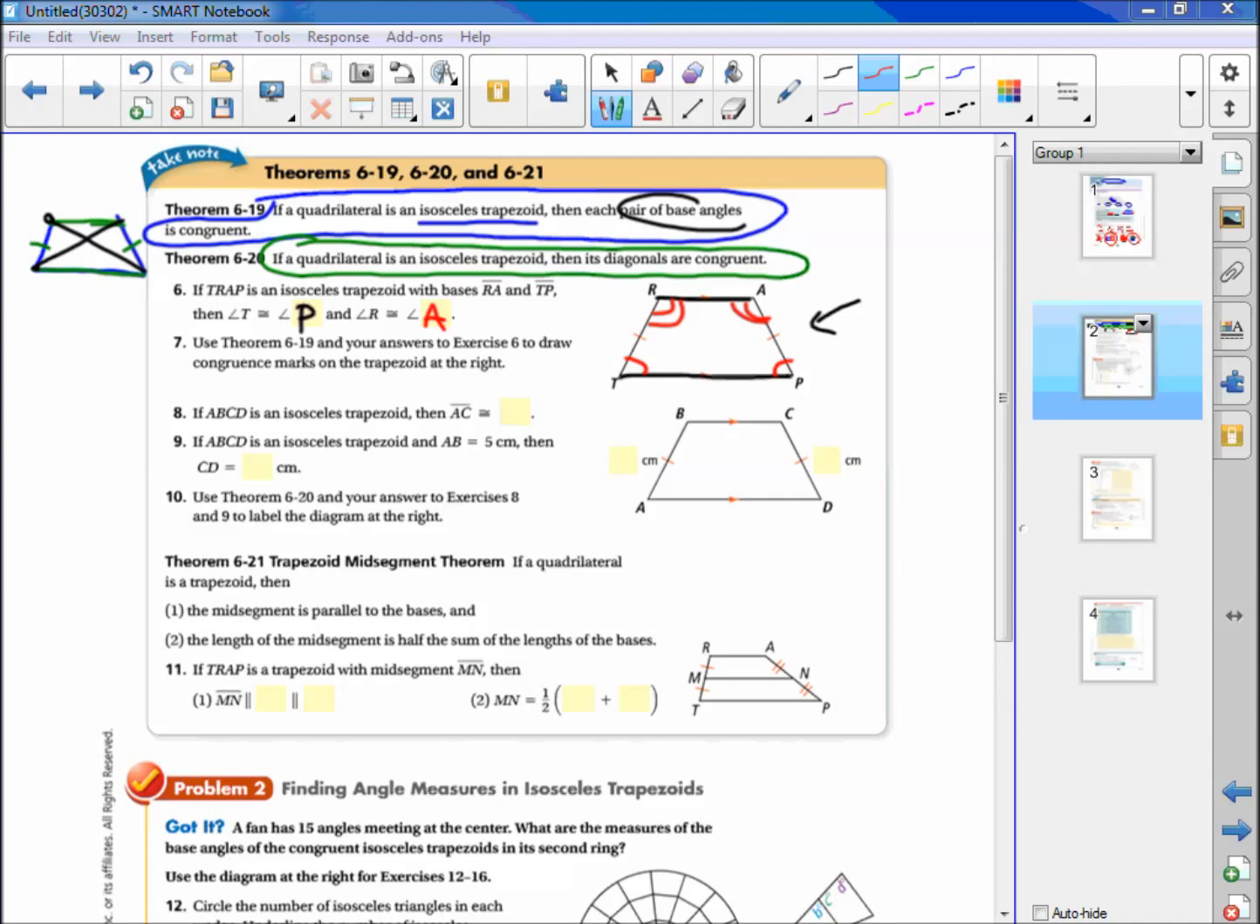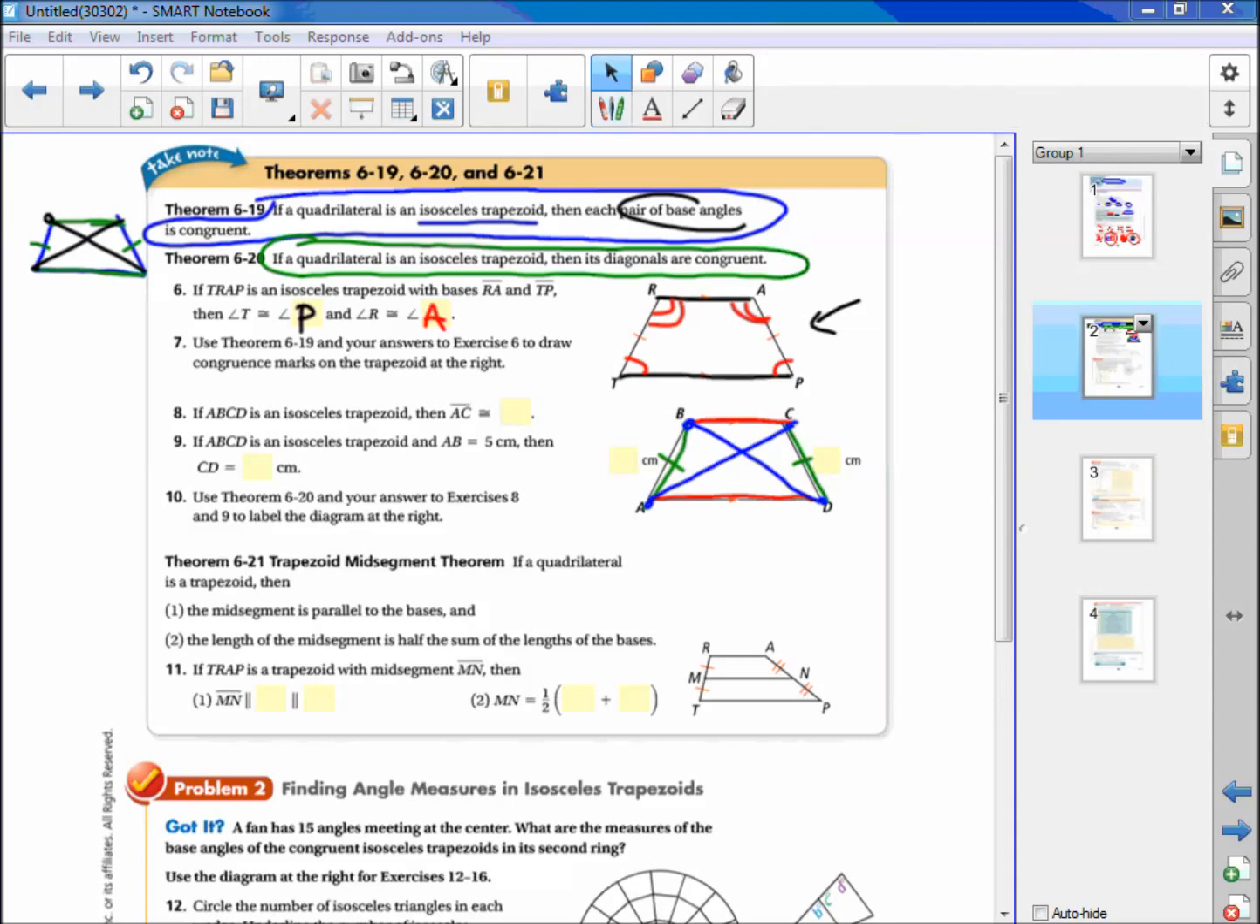So here's our isosceles trapezoid. These are the two bases. And remember, on an isosceles trapezoid, the legs should be congruent. That's what those little marks are for. So if AC is going to be congruent to BD here, this is because our diagonals are going to be the same.